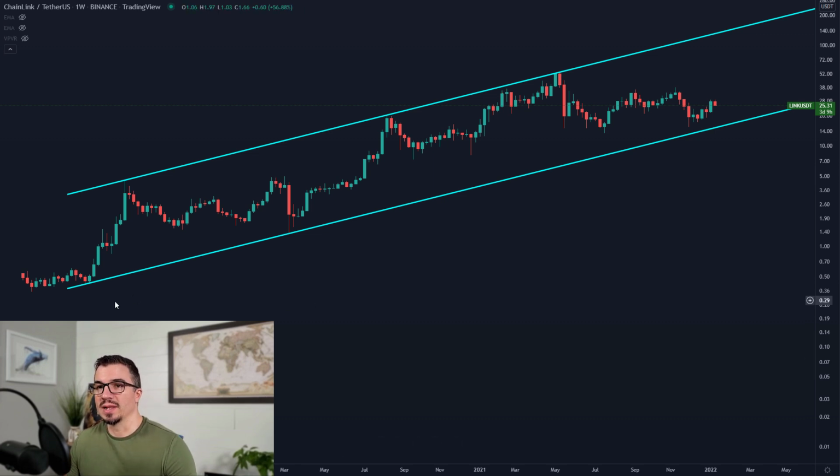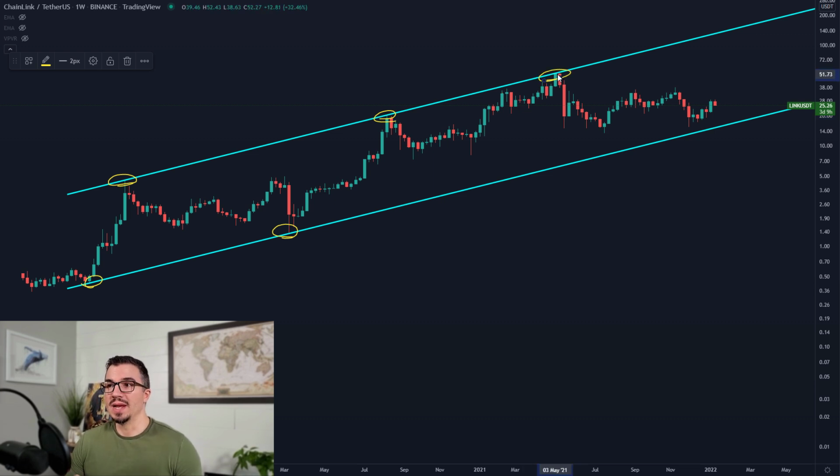So looking back at the last few years for LINKUSD, you can see that we have this ascending channel where we have 2 touches off of support, and we also have 3 touches off of resistance. Now, this is an equidistant channel, meaning that these levels run parallel to one another. So there's an equidistant distance between these 2 levels.